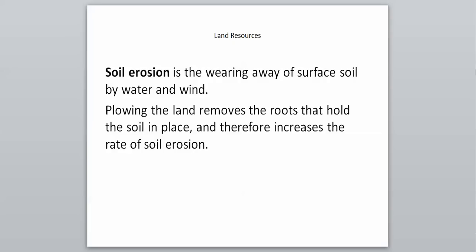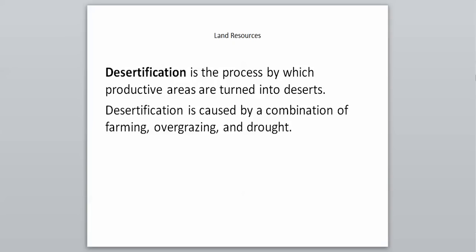So erosion will just occur naturally over time, whether or not we want it to. All surfaces are going to be worn away at some point by the water and the wind, so there's really no way around it. However, when we plow up the land and take out all the roots, all the soil that would usually be held in place by those roots is going to be more easily eroded or moved away, and that's kind of an unnatural occurrence. So that is how humans can negatively affect that.